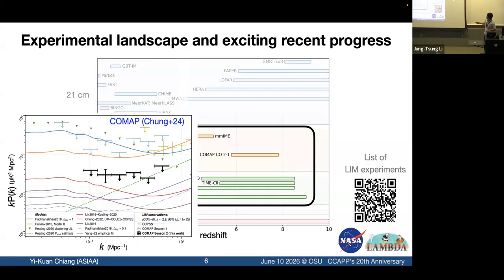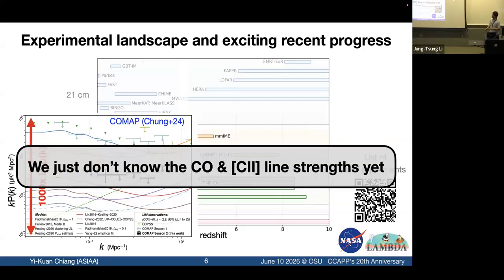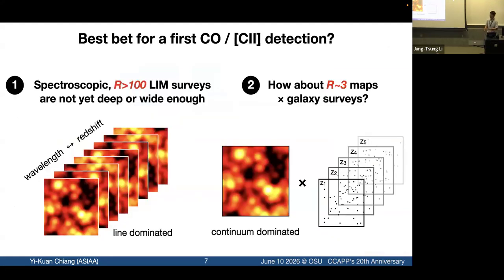And the solid lines show different theory predictions of the power spectrum level. What I want to draw your attention to is just the range of the y-axis, plotted as a factor of 1,000 in power spectrum. So that's how uncertain these line fluxes are. So we just don't know the CO and C II line flux yet. So it's hard to predict when we are going to make progress on CO and C II. So the big question that I ask myself is, what's our best bet for first CO and C II detection?